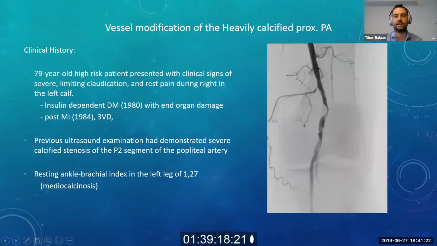So this is a case of vessel modification in a heavily calcified proximal popliteal artery. The patient was 79 years old, high-risk, with clinical signs of severe limiting claudication, rest pain during the night in the left calf, with diabetes, end organ damage, post-myocardial infarction, and 3 vessel disease. So it was a really sick patient, which is important for the next phase.